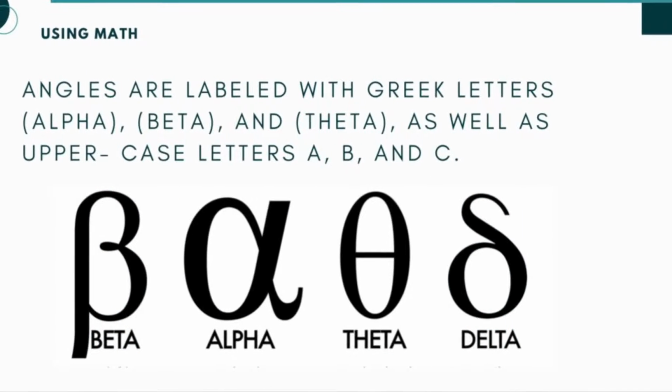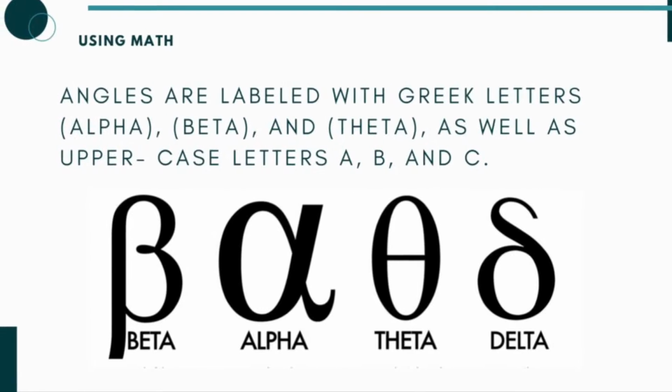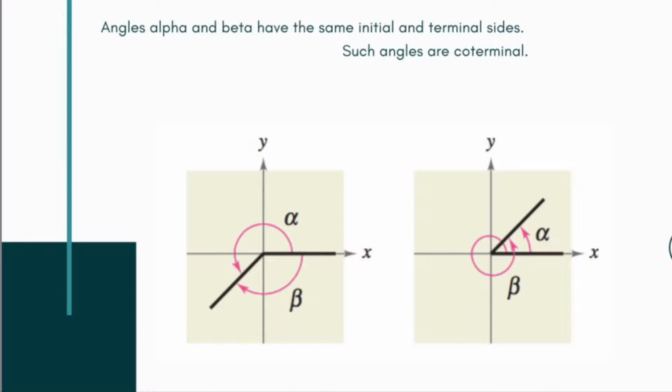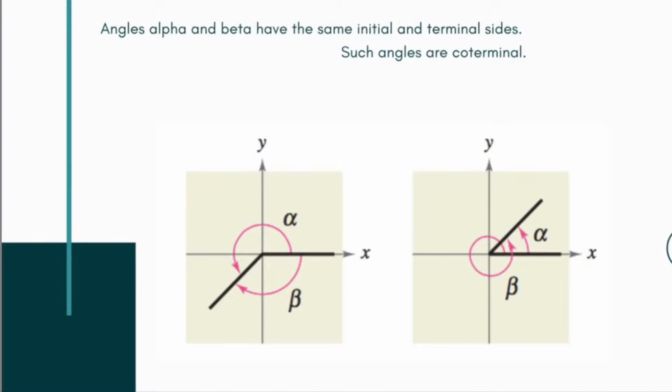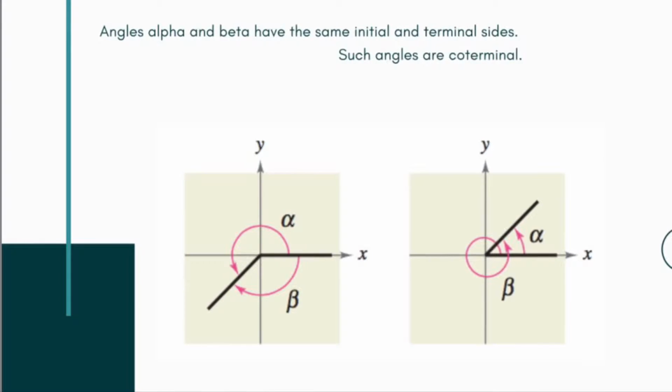Angles are labeled with Greek letters alpha, beta, delta, and theta, as well as uppercase letters A, B, and C. Here you can see how angles alpha and beta have the same initial and terminal sides. Such angles are coterminal angles.